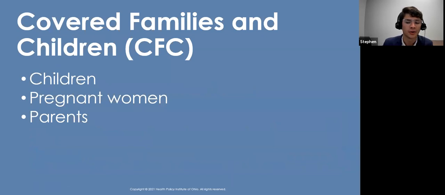The three categories of Medicaid eligibility in Ohio are covered families and children, or CFC, Group 8, which I referenced earlier, and aged, blind, and disabled, or ABD. The groups covered in covered families and children, or CFC, are shown on the screen. These are children, pregnant women, and parents.